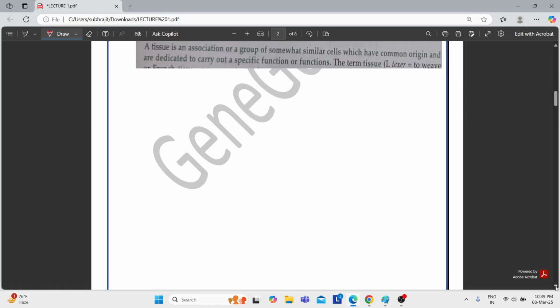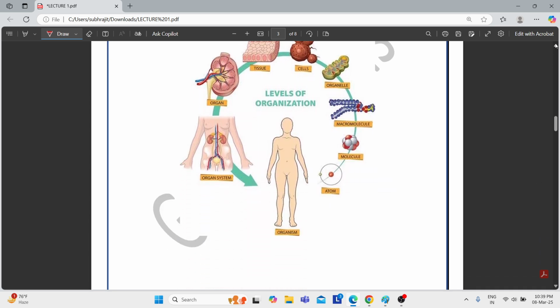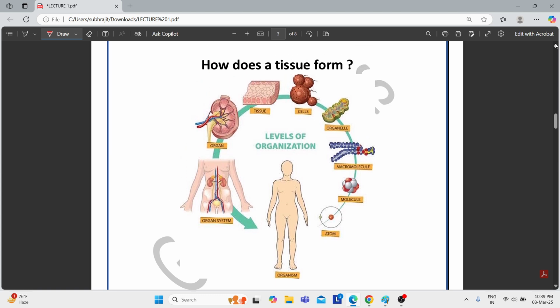Now the next question is, how does a tissue form? A tissue basically forms in the following manner. First of all comes the atom. Many atoms together form a molecule. A molecule polymerizes or links with another molecule to form a macromolecule.